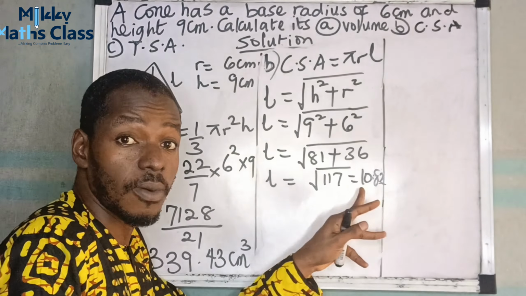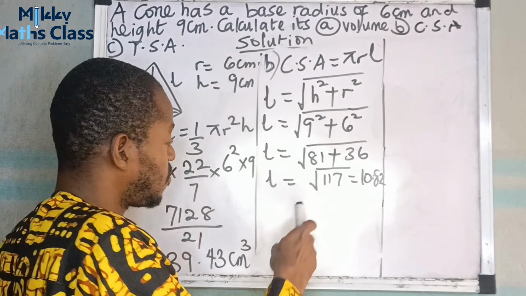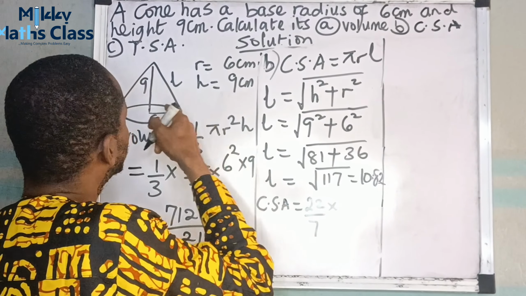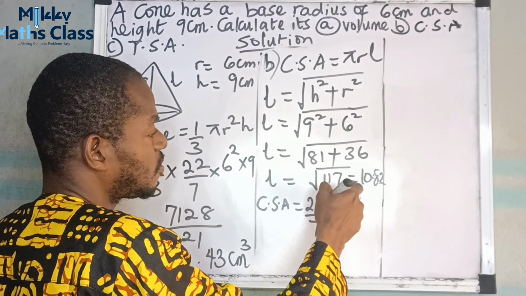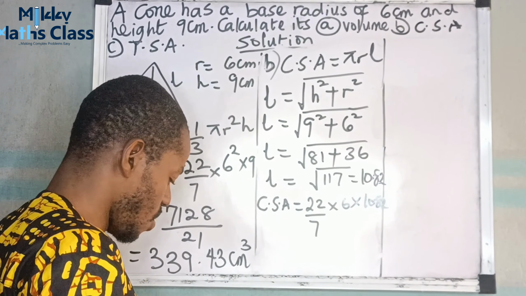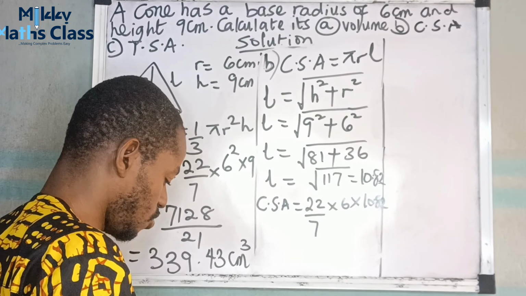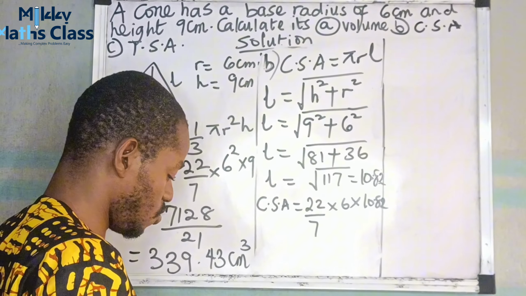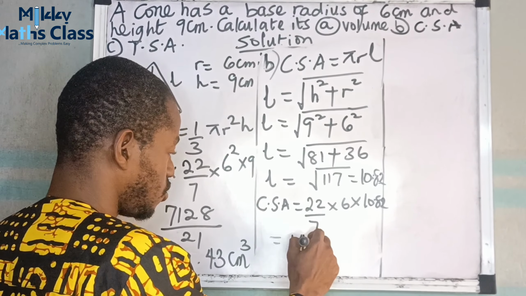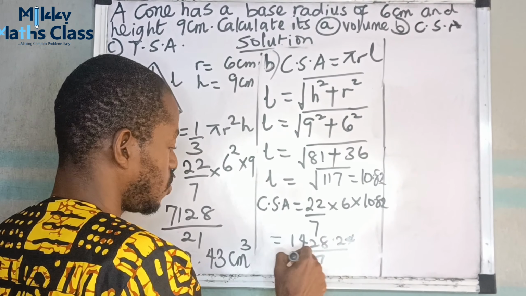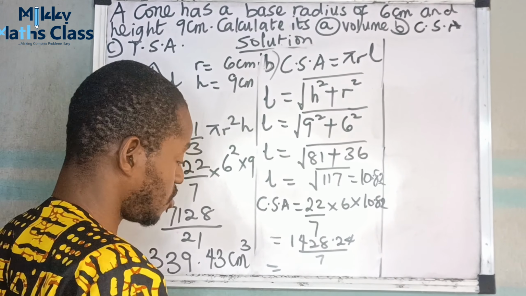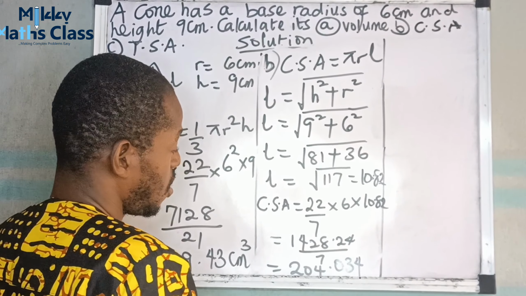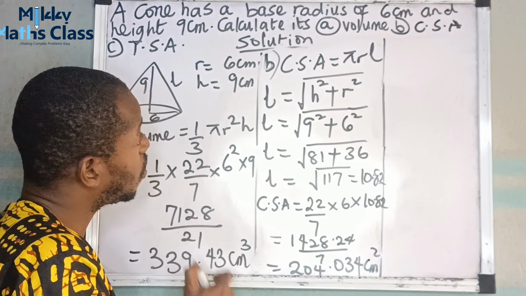Now, having found our slant height, let's plug it into the formula for CSA. So our CSA becomes pi, 22/7, times the radius, which is 6, times the slant height, 10.82. So when we multiply, 22 times 6 gives us 132 times 10.82. That will give us about 1428.24 over 7. So when we divide that by 7, we are going to get 204.034, of course centimeter squared. So that's the curved surface area.